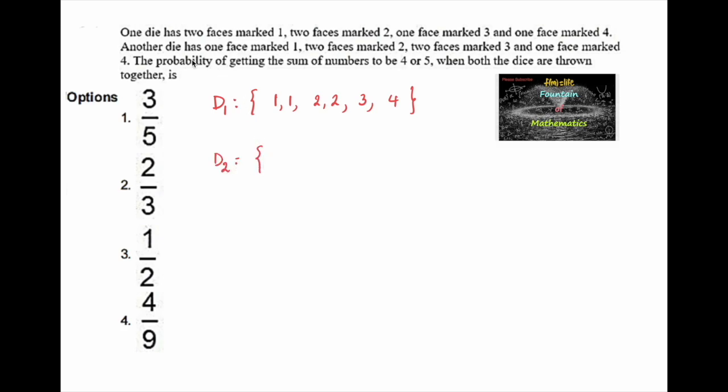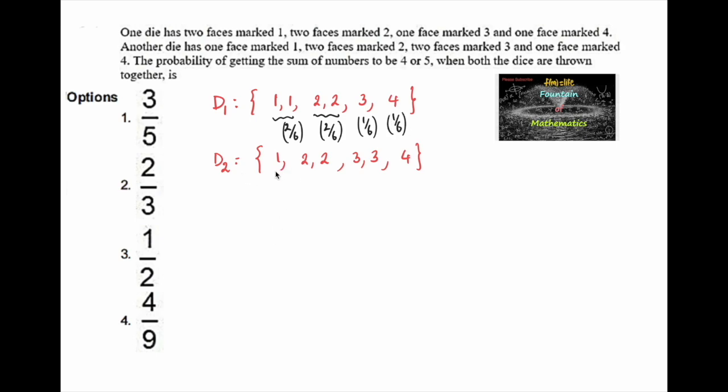we can say another die has one face marked 1, two faces marked 2, two faces marked 3, and one face marked 4. So there are 6 faces in each die. The probability of getting 1 in the first die is 2 out of 6, because a total of 6 elements are there. And the probability of getting 2 is 2 out of 6, the probability of getting 3 is 1 out of 6, and the probability of getting 4 is 1 out of 6.